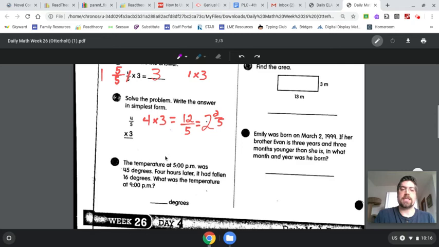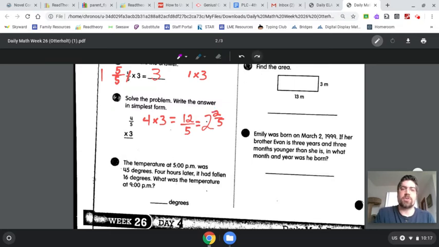On number 3, it says the temperature at 5 p.m. was 45 degrees. 4 hours later, it had fallen 16 degrees. What was the temperature at 9 p.m.? All right, so making sense of that problem here, we know that it's 5 o'clock at 45 degrees at 5, and then 4 hours later, it's going to be 9 o'clock. And we need to know the temperature that it is at that time, 4 hours later. And they said here that it had fallen 16 degrees, right?